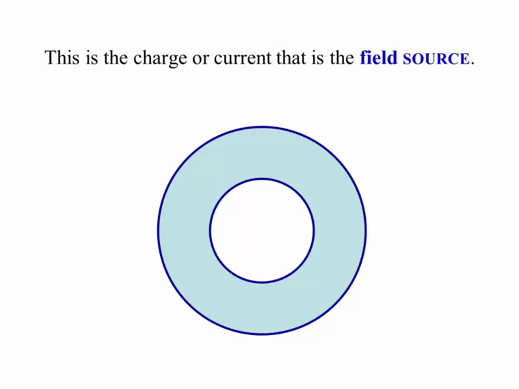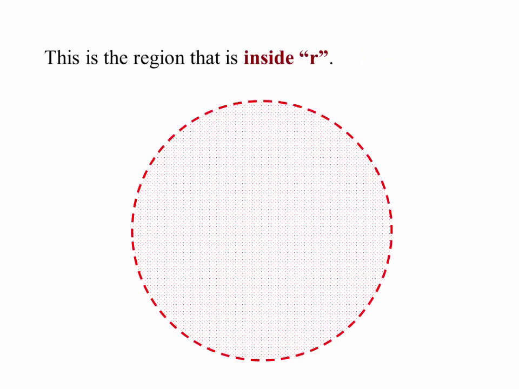So here's a possible field source. Early in the course, you'd recognize this as being a hollow sphere, for example, or a hollow cylinder. Later on, it might be a hollow conductor. The light blue area is an area where there's a non-zero field source, let's say an electric charge or an electrical current. Now, the red area I'm going to use here, the circular area, is the area that is inside R. So that dashed red line represents points where you might be calculating the field.